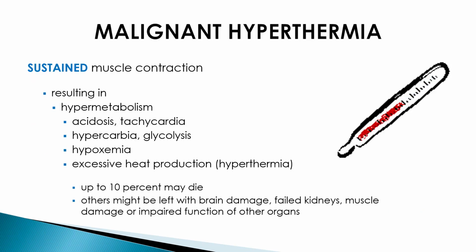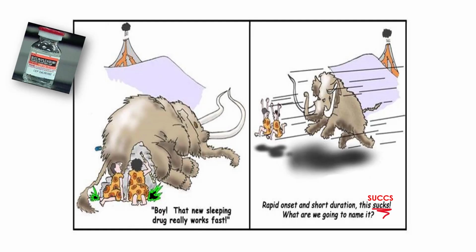Malignant hyperthermia. The patient experiences a sustained muscle contraction. It results in hypermetabolism, such as acidosis, tachycardia, hypercarbia, glycolysis, hypoxemia, and excessive heat production or hyperthermia. It's a pretty serious condition. Up to 10% of people who experience this may die, but others might be left with brain damage, failed kidneys, muscle damage, or impaired function of other organs. With respect to the muscle relaxations that we use, succinylcholine is the only one that can cause malignant hyperthermia.